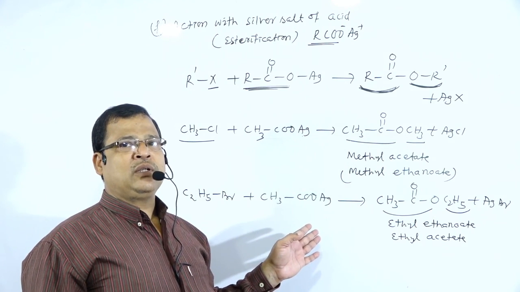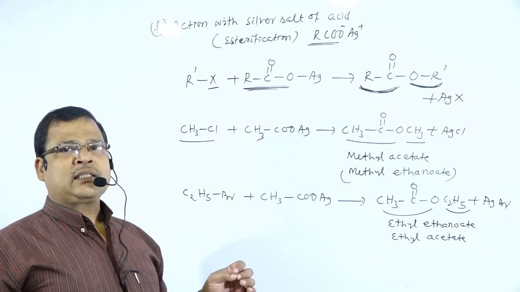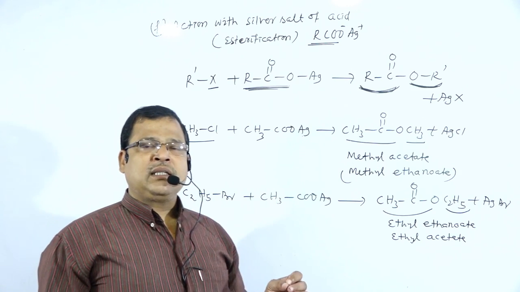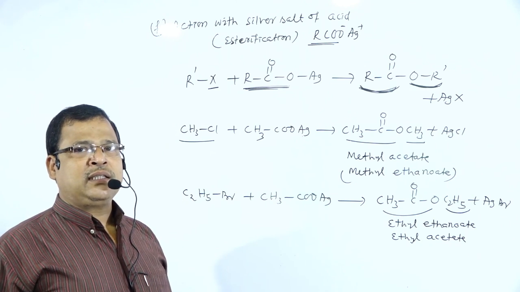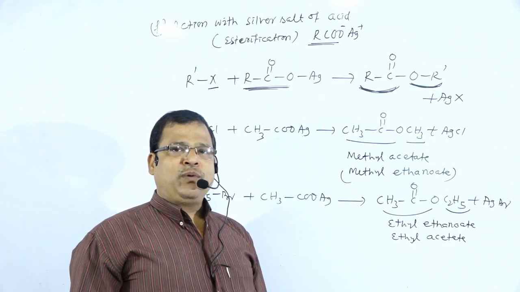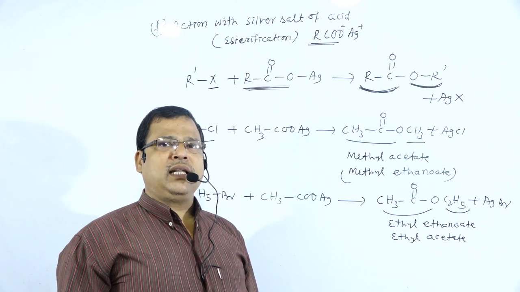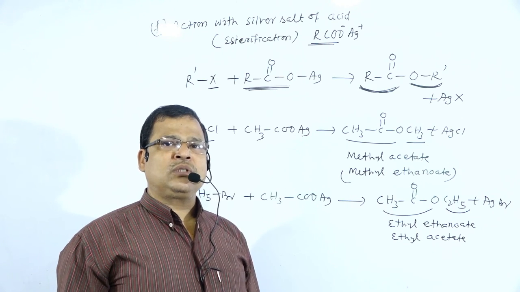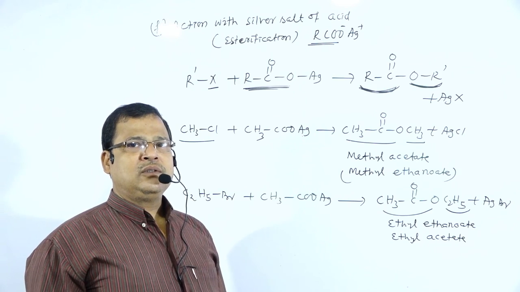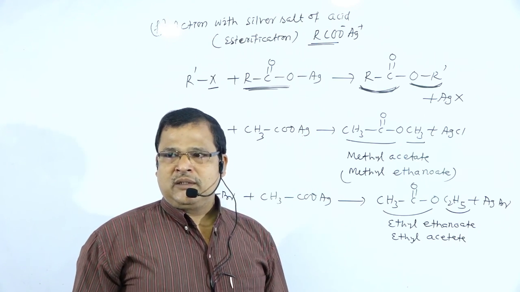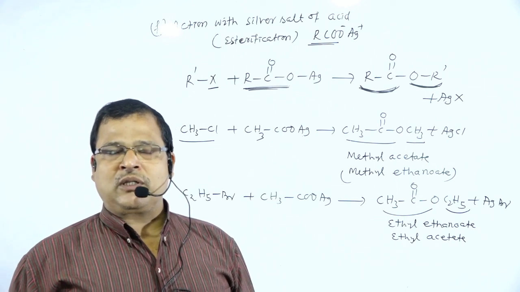In the coming class, we will explain reactions with metals and the dehydrohalogenation process, that is removal of hydrogen and halogen, which is an elimination reaction and also includes the E1 and E2 mechanisms. Okay, this is about nucleophilic substitution reactions.